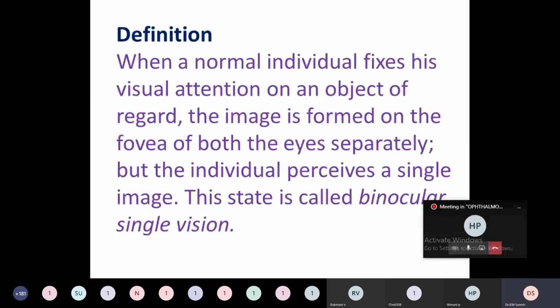So we will come to the definition. When a normal individual fixes his visual attention on an object of regard, the image is formed on the fovea of both the eyes separately, but the individual perceives a single image. This state of fusing both the images into a single image is referred to as binocular single vision. This is the definition of binocular single vision.